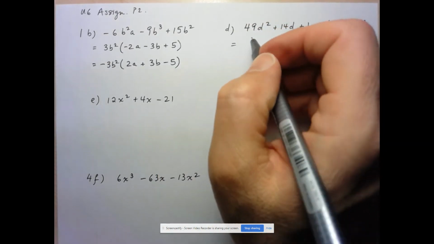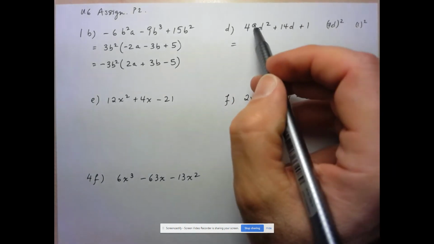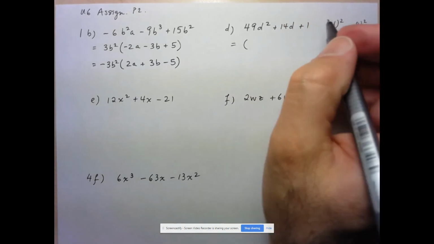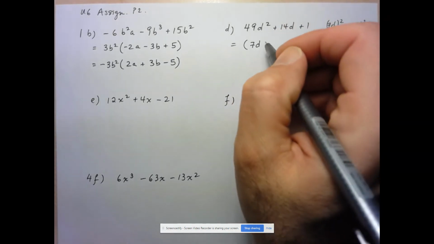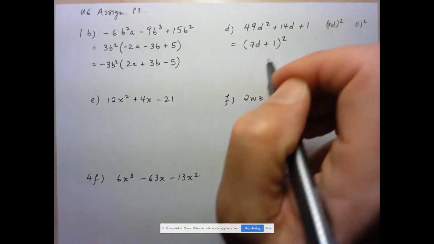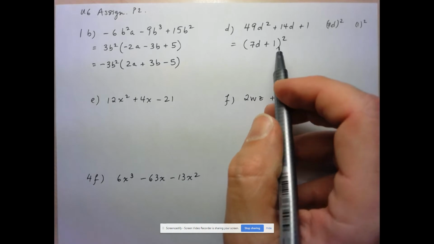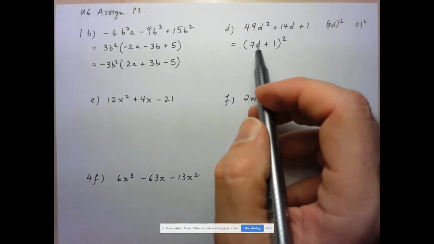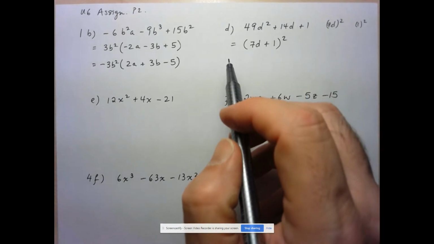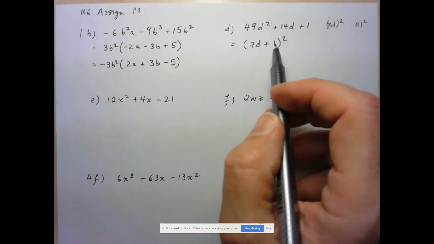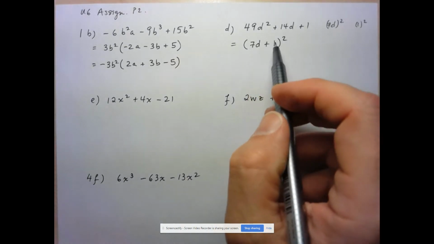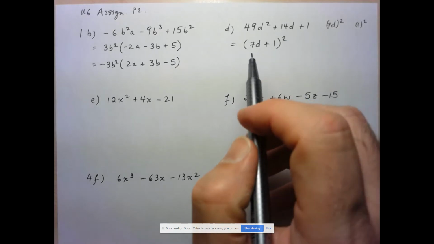So by noticing that, I don't have to actually go through the process of figuring out the factorization. The first is going to be 7d, and then plus the last, which is going to be 1, and all this is squared. And if you want to check, just go backwards and remember the strategy for doing this. Square the first, so 7d squared is 49d squared. Square the last, 1 squared is 1, and then twice the product of first and last, so 7d times 1 is 7d, times 2, 14d.